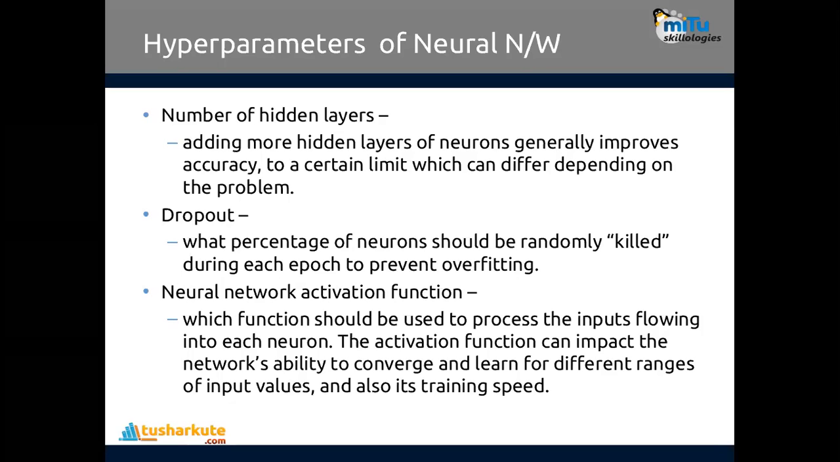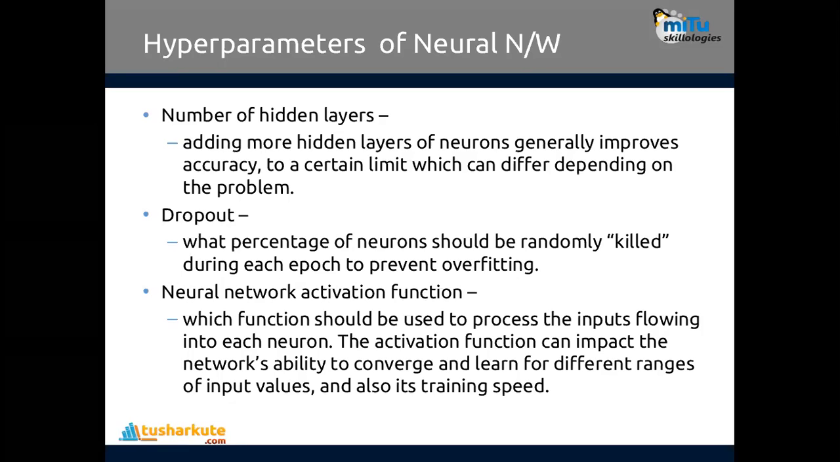Okay, so let's go to the second one, dropout. What percentage of neurons should be randomly killed during each epoch to prevent overfitting? See, an epoch means one step of forward pass and backward pass; that is called an epoch.